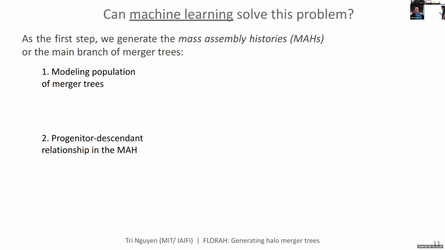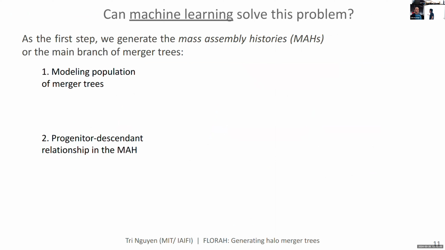All right, so my goal is to try to use machine learning to solve this problem. First, you always have to ask, can machine learning actually solve this problem? As a first step, we want to generate only the main branch, so only the mass assembly history of the merger trees. So there are two problems I'm trying to solve.